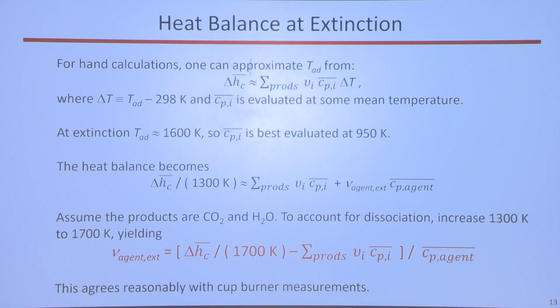However, even at those temperatures, even at 1600 kelvins, these will dissociate a little bit. In order to account for that, what I'd like to do is increase that 1300 kelvin temperature increase to 1700, and that gives you slightly higher specific heats. That's a lower denominator, a larger value on the right-hand side, and you get a reasonable match. If you do this calculation, you'll find that even as simple and approximate as it is, you get a good prediction of the agent extinguishing concentration, at least for inert agents.